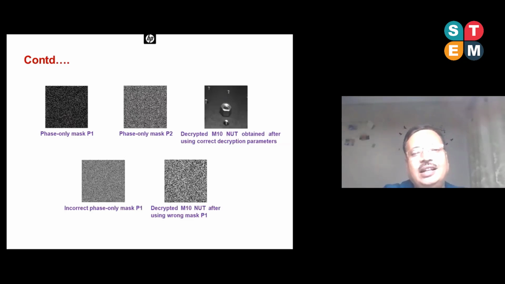And if there is any mistake while computing the reverse process, or if any of the phase masks or phase functions is wrong, then we cannot retrieve the original image back. So this is the beauty and the strength of our cryptosystem, and it is also highly resistant to noise.